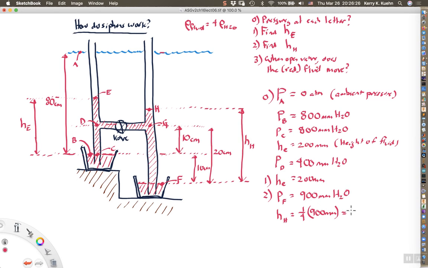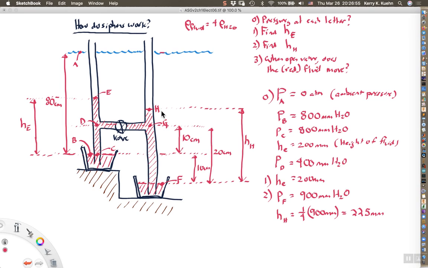And that is 225 millimeters. In other words, this column of mystery fluid is 225 millimeters high, so that when we multiply by 4, because it has 4 times the density, this has the weight of 900 millimeters of water. Okay. And what else are we going to want to figure out?